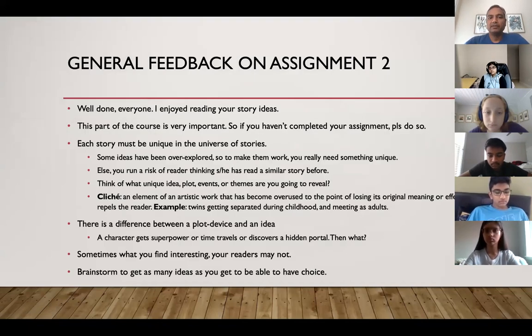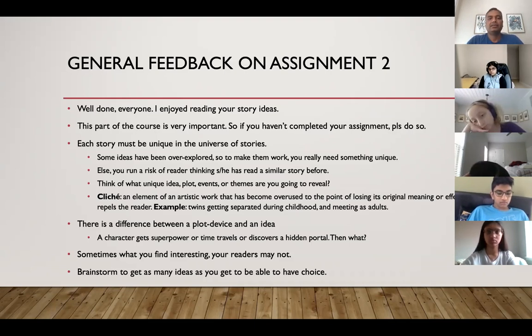So here is some general feedback on assignment 2. First of all, really well done, everyone. Really enjoyed all of the ideas that you described there. I think most of you found new ideas as part of last assignment, right? So that's a great story. So a lot of things that we talked about last time, it seems like they worked really well for you guys. So great job there. Well done, everyone.